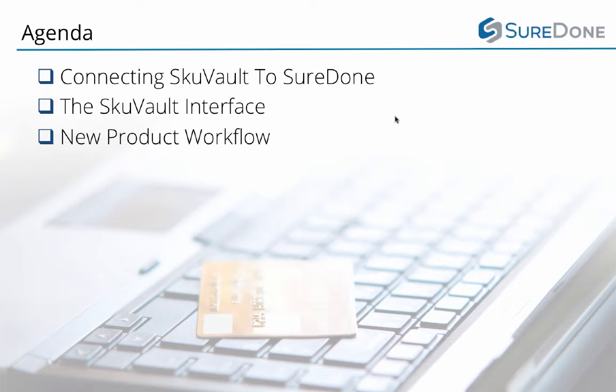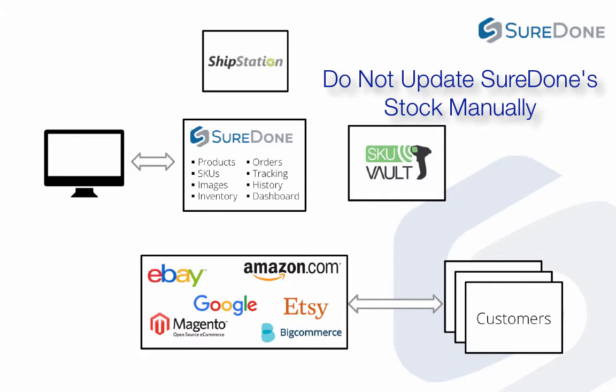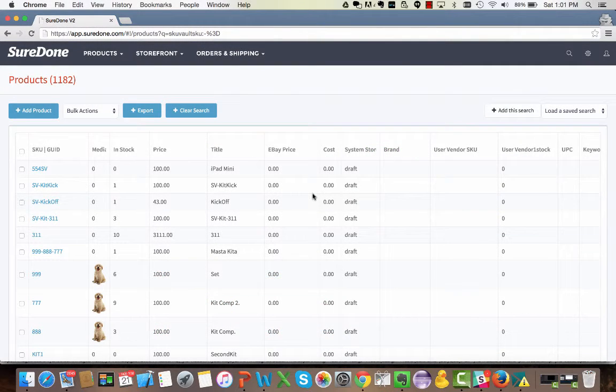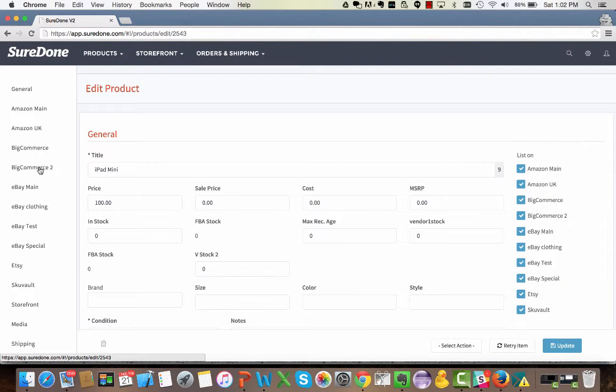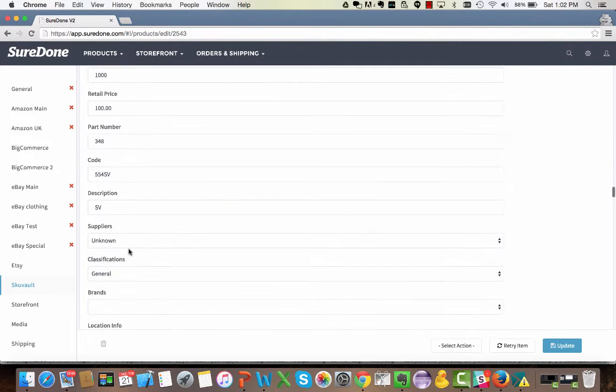Finally, we're going to look at the recommended workflow for managing new product additions. With SkuVault attached to SureDone, it is assumed that SkuVault will act as the master inventory system. Inventory changes should therefore not be made directly into the SureDone platform. When a product or kit is added to SkuVault, its data will flow automatically into SureDone. It will come in created with status equal draft. You can see the SkuVault data that's been imported as part of this integration, including if the item was a kit or not.